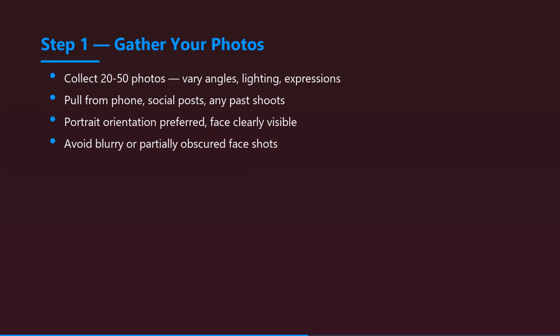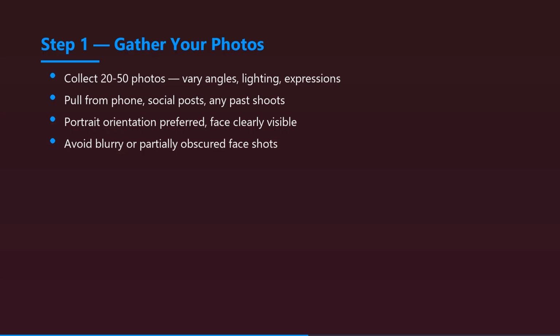Step 1 is gathering your photos. You want at least 20, ideally 30 to 50. Pull them from your phone, from past social posts, from any shoots you have already done. The goal is variety. Do not just grab 20 photos from the same day. You want different days, different outfits, different locations and lighting.